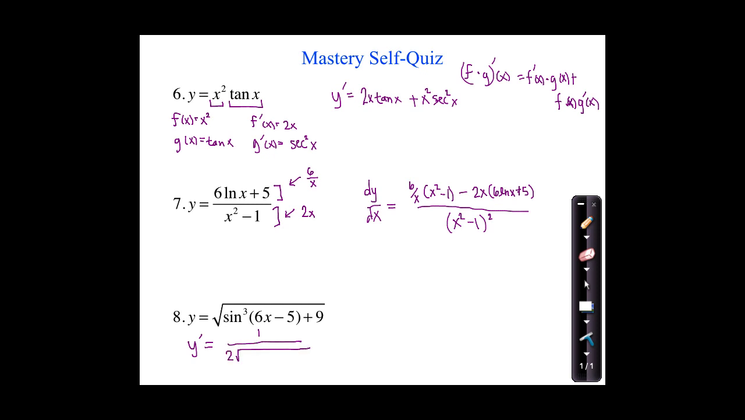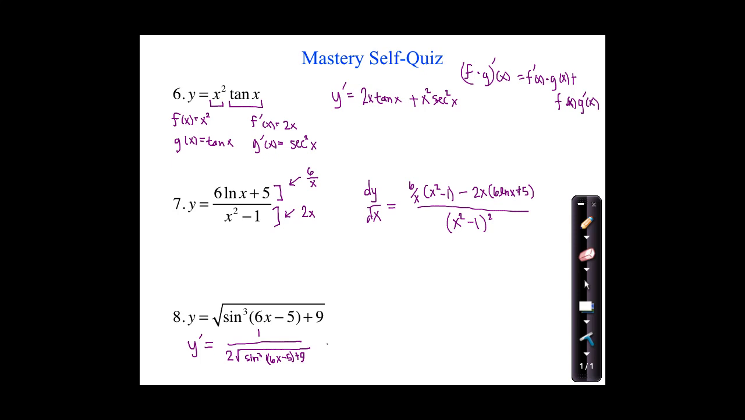So all of this stuff here, sine cubed of 6x minus 5 plus 9, is still going to be underneath that radical sign. Or you could also think of this as power rule. It's all to the lower power now by 1. Instead of a positive half power, it's a negative half power.